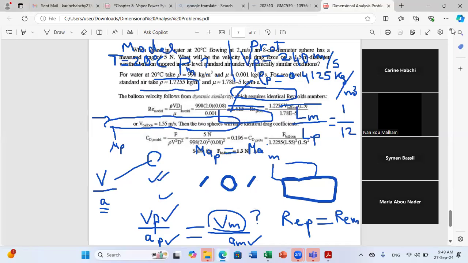So let us move to problem 8. When tested in water at 20 degrees, flowing at 2 meters per second, an 8 centimeter diameter sphere has measured drag of 5 Newton. What will be the velocity and drag force on a 1.5 meter diameter weather balloon moored in sea level standard air under dynamically similar conditions?